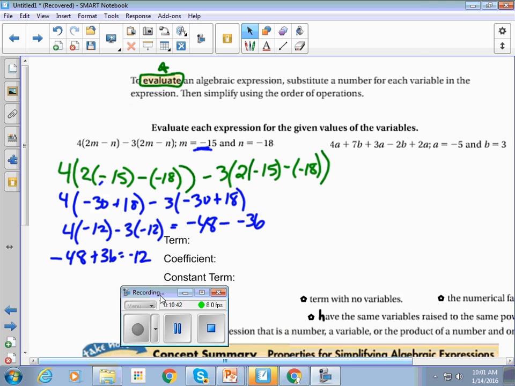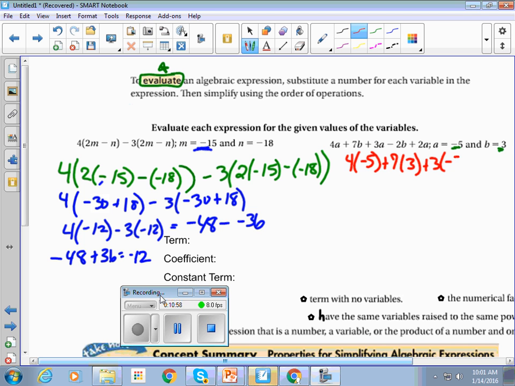All right, for the second problem, we're going to put in negative 5 for A and 3 for B. So it's 4 times negative 5 plus 7 times 3 plus 3 times negative 5 minus 2 times 3 plus 2 times negative 5.